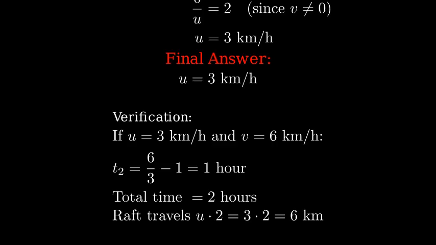Let's verify this answer by checking our equations. If u equals 3, and assuming a reasonable value for v, say 6 kilometers per hour, then t sub 2 would be 1 hour. This means the boat meets the raft 2 hours after the initial encounter, at a distance of 6 kilometers from point A. All our conditions are satisfied.